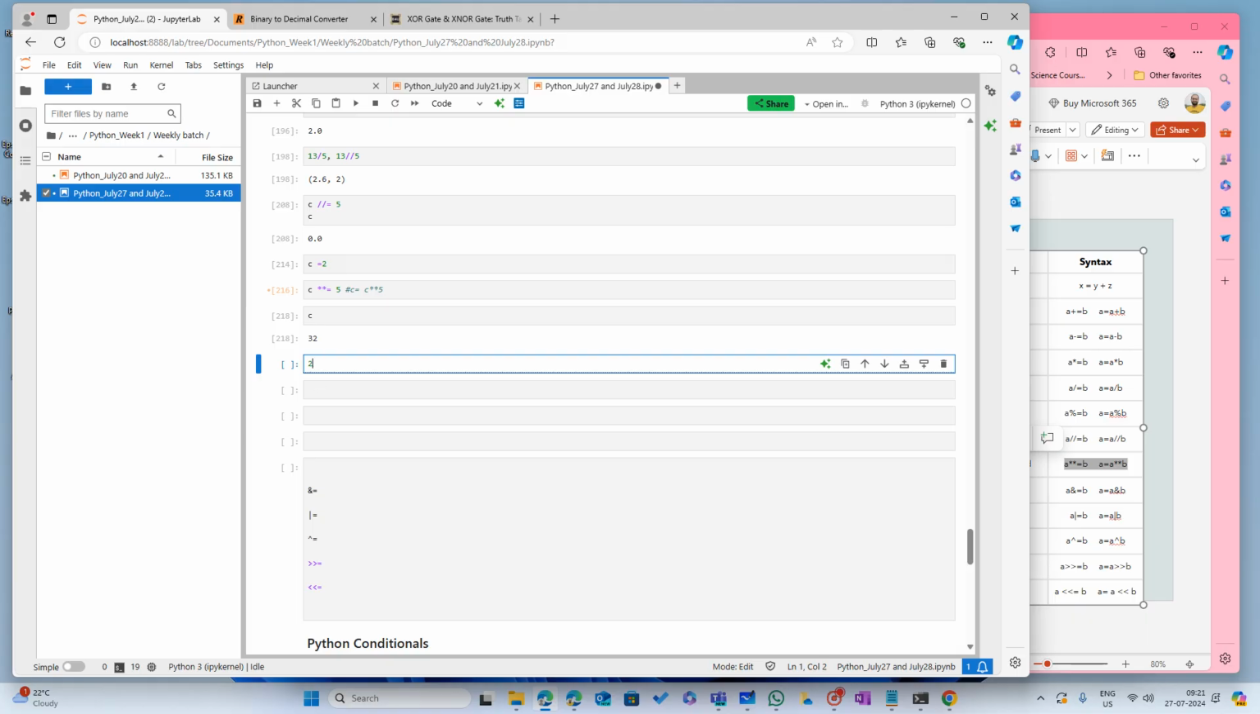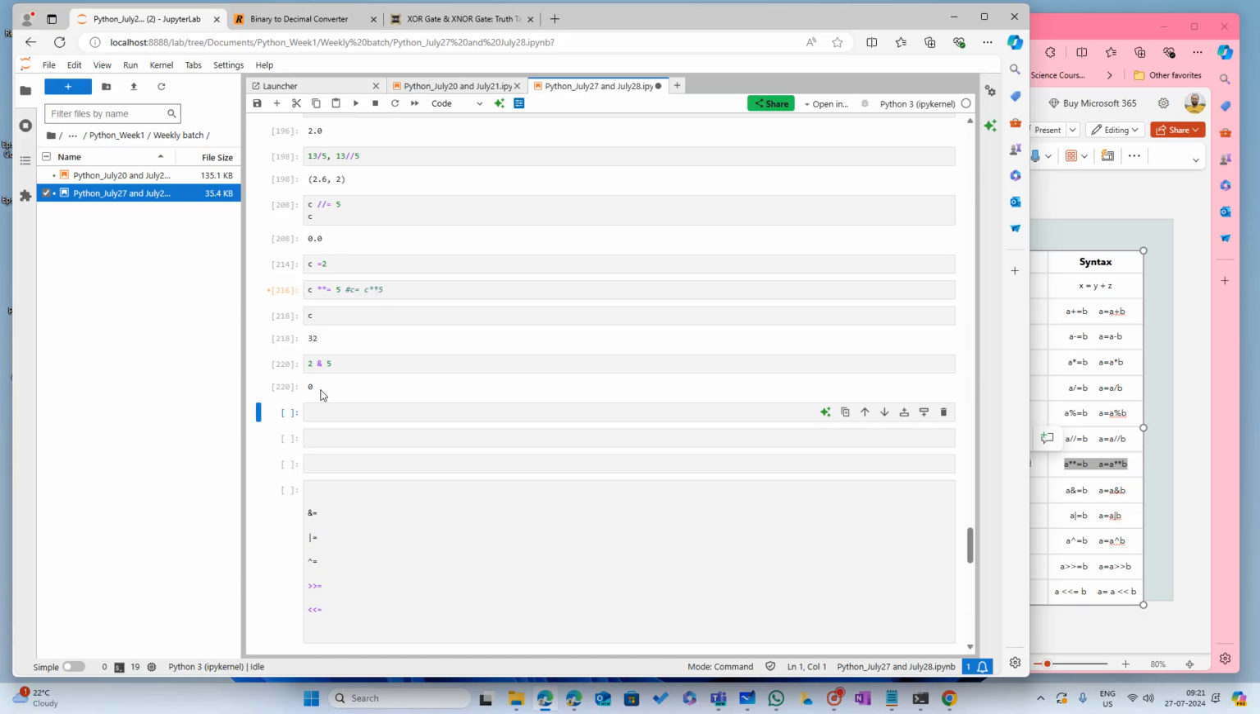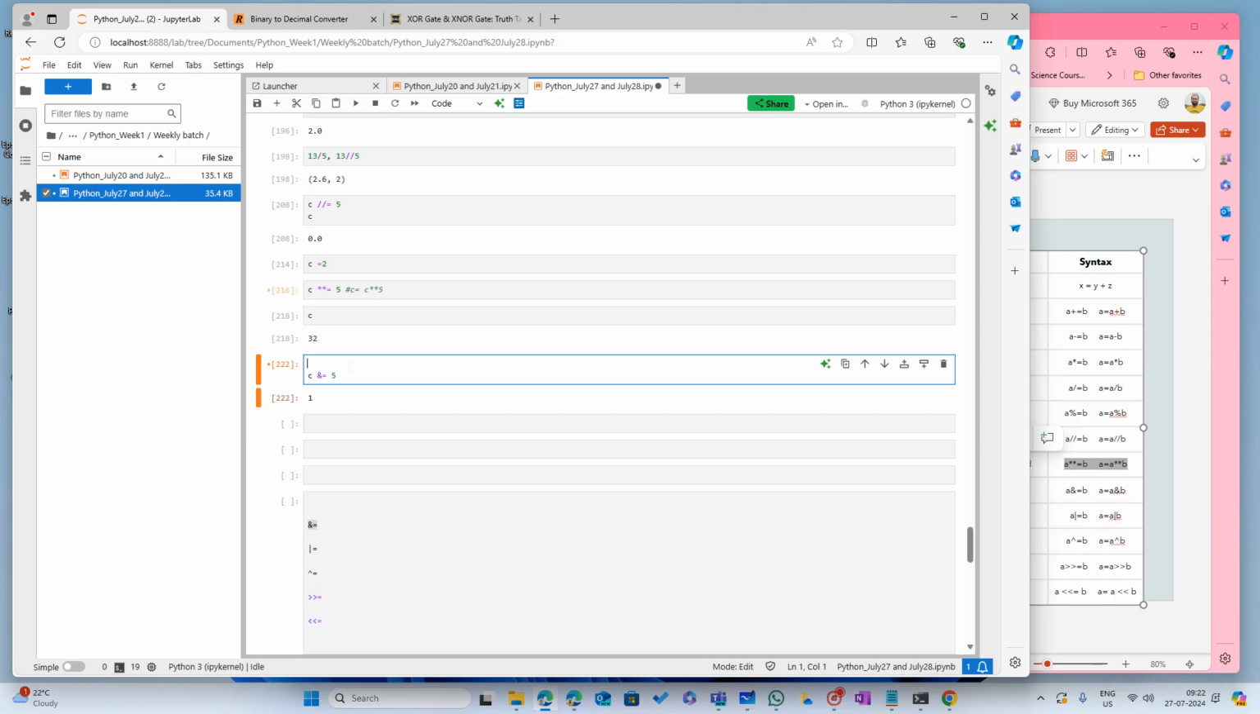So let's just say you had 2 and 5. This we already saw. You get 0. If I add 3, you'll get 1. This we already saw in the bitwise calculation. But now what you're doing is you're just assigning. You're just adding C to a certain number, and C here is 32. Notice 32. I will modify that for simplicity. Okay, I'll print C.